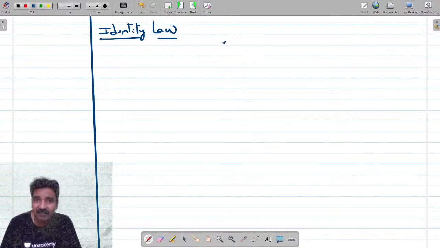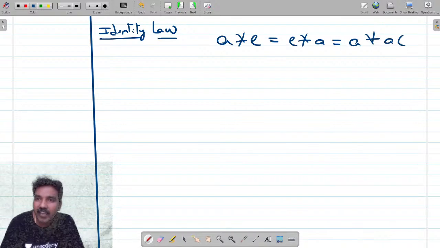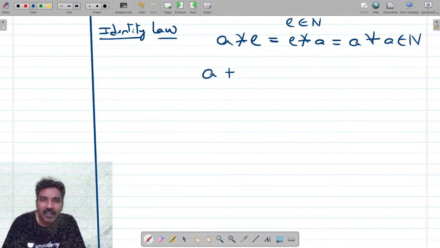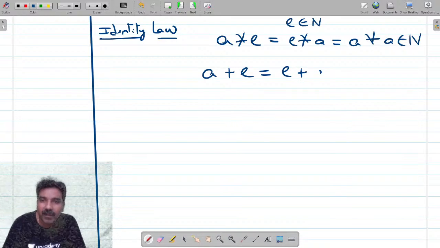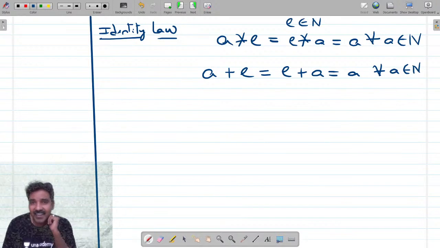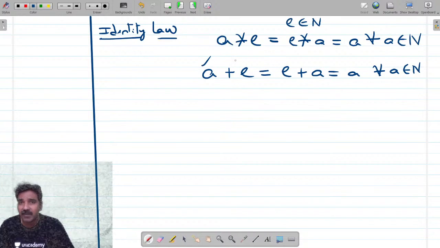So I am writing definition. A star E equal to E star A equal to A for all A belong to n, and E should be one particular element of n. So star ante plus andi. A plus E equal to E plus A equal to A for all A belong to n. Then what is E? E value is 0. అన్ని నంబర్స్ ని 0 తో యాడ్ చేసినా కదా సేమ్ నంబర్స్ వస్తుంది. ఇక్కడ స్టార్ ప్లేస్ లో ప్లస్ అండి, బికాస్ మై ఆపరేషన్ ఇస్ ప్లస్.